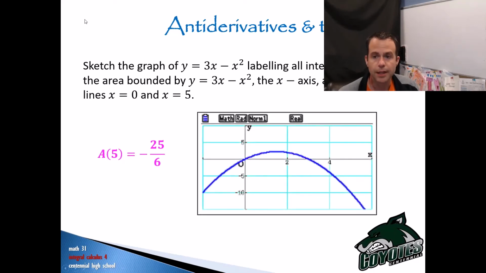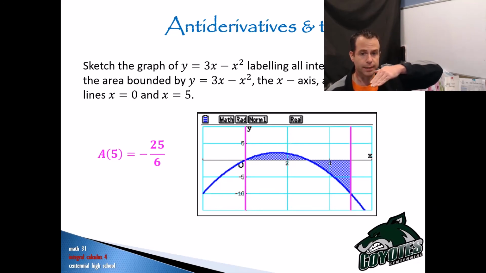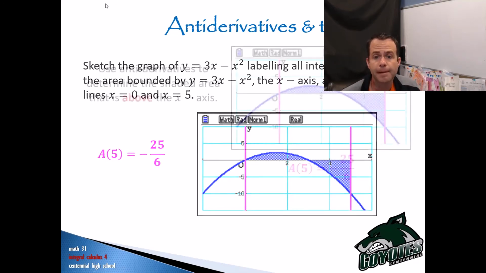Okay, so I've done that for you. This is the graph of 3x minus x squared. Now, I'm looking at from 0 to 5, and I've put in vertical lines for 0 and 5. And now you can see my problem right away. When I shade this in, some of the shading is above the x-axis and some of the shading is below the x-axis. And so the shading that's above the x-axis ends up being positive and the shading that's below the x-axis ends up coming up as negative. The fact that I got a negative answer then means there's more shading below the x-axis than there is shading above the x-axis.